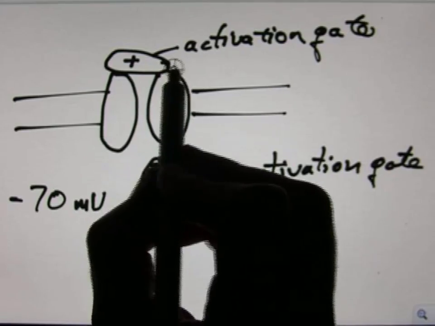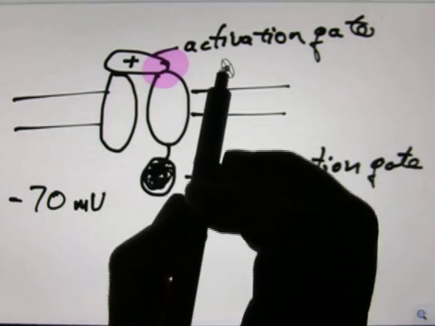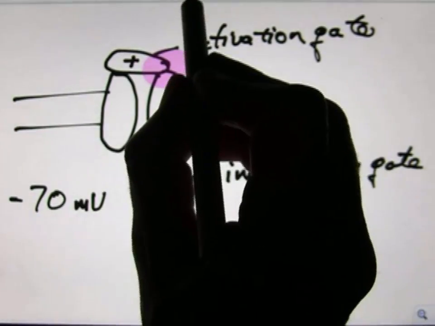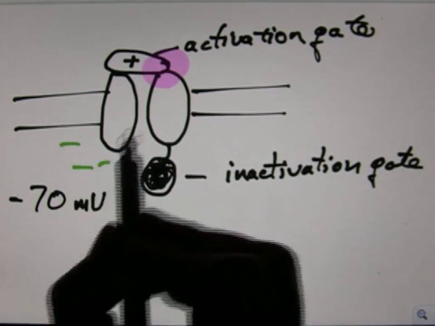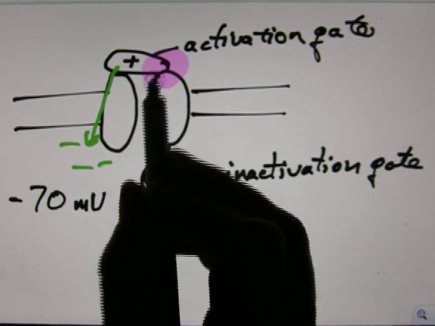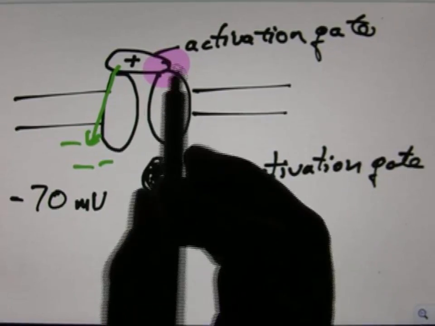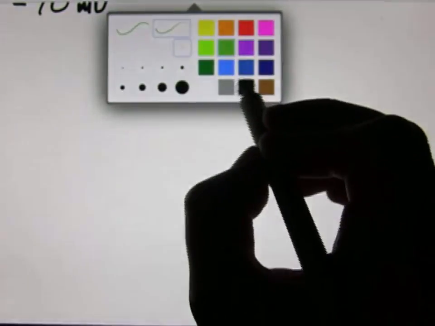And if this region here, if there's a hinge right there under tension, then what we have is a negative charge on the inside attracting that positive region of the activation gate. So at minus 70 millivolts, that gate is held closed. Well, what happens if we make that a little more positive?